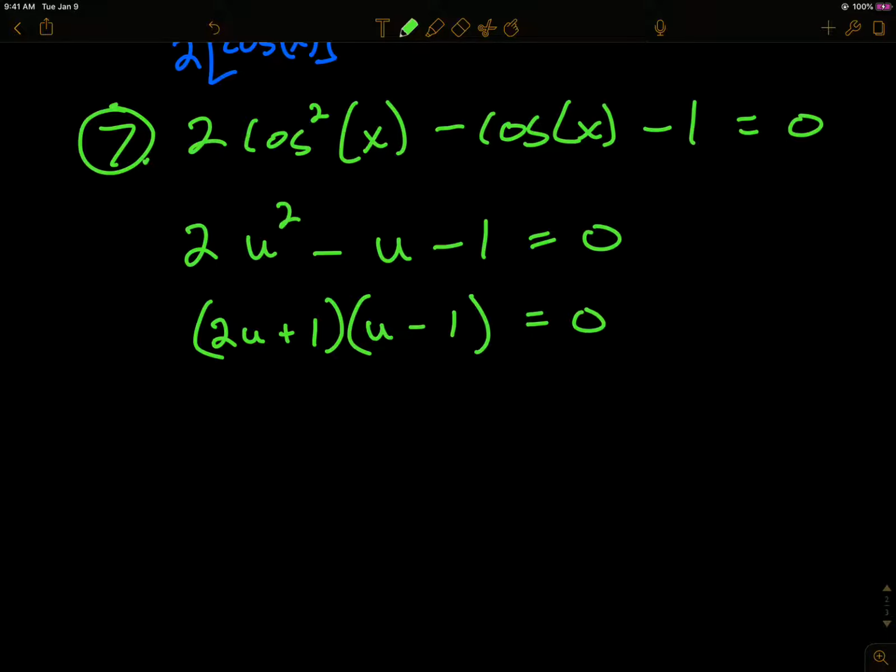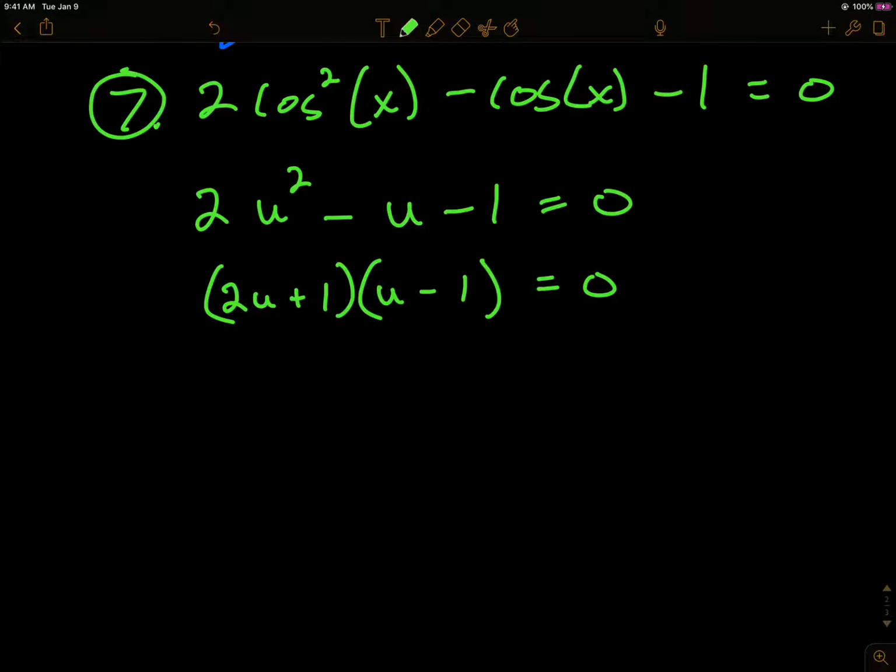So I multiply it back out to check it. I know the first times the first works and the last times the last works, so I'm just checking the combination in the middle of those two. So I get negative 2u plus u is negative u. So it's good. Now we did the u substitution to factor, so we can plug our u's back in. U is really cosine of x. So I have 2 cosine of x plus 1 times cosine of x minus 1.